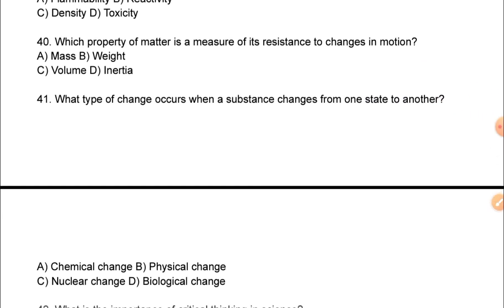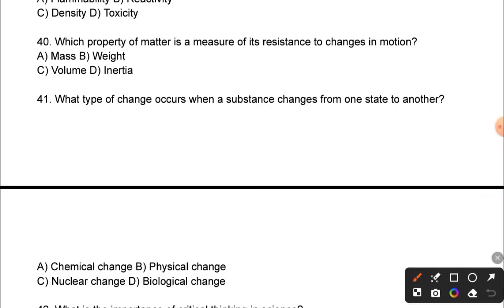Question 41. What type of change occurs when a substance changes from one state to another? So when a substance changes from one state to another, we say that change is a physical change. So let's say water changing from liquid to solid. That's one state to another. It's a physical change.